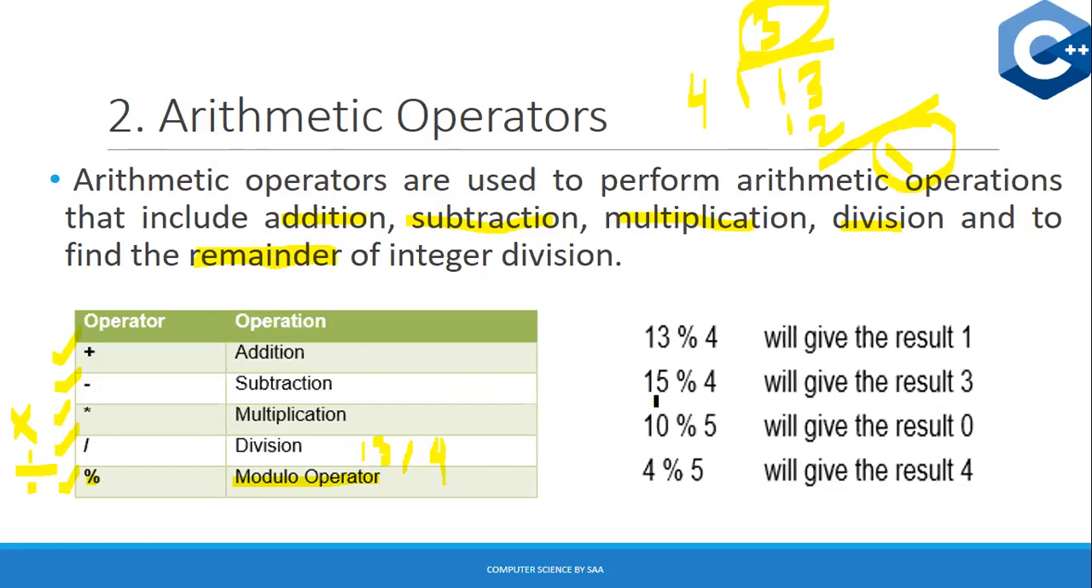Similarly, for 15 remainder 4, the result is 3. Or 10 remainder 5 will give the result 0, because 5 times 2 is 10 and we don't get any remainder, so it will return 0. I hope it is clear to you now. If you are having confusion in this, you can ask me.